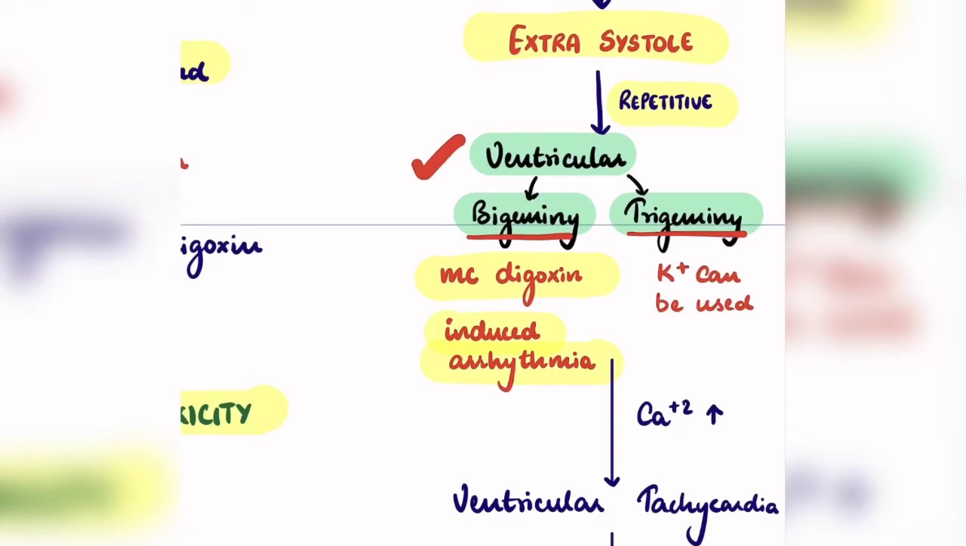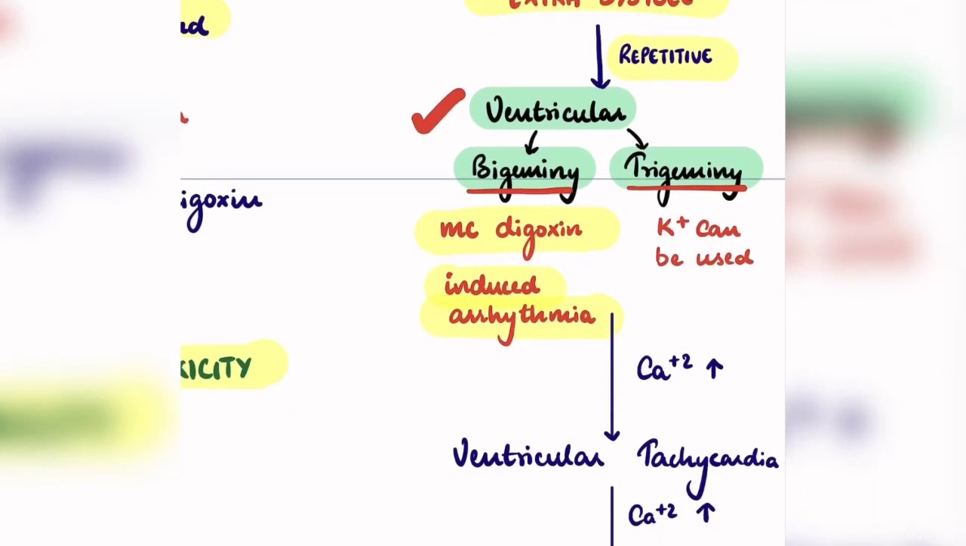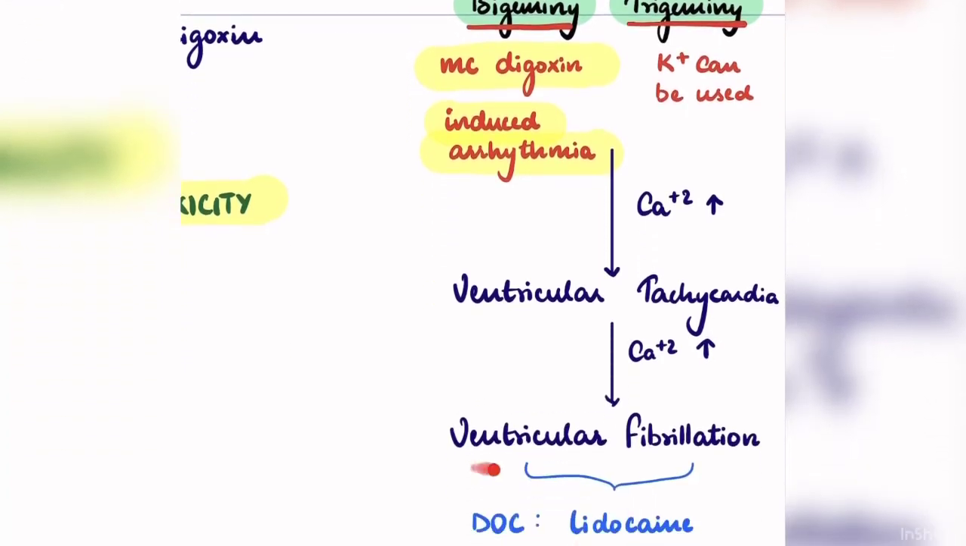Now, if this ventricular bigeminy or trigeminy is there in the body and the calcium further increases, then there will be ventricular tachycardia, and if it further increases, then there will be ventricular fibrillation. Now, how will you treat this ventricular fibrillation? The drug of choice will be lidocaine and you'll use Digibind. What is Digibind? It basically reverses digoxin toxicity. So you'll use this drug Digibind.